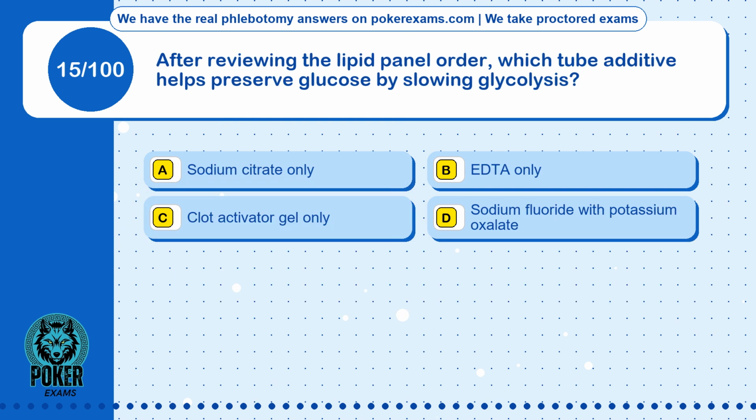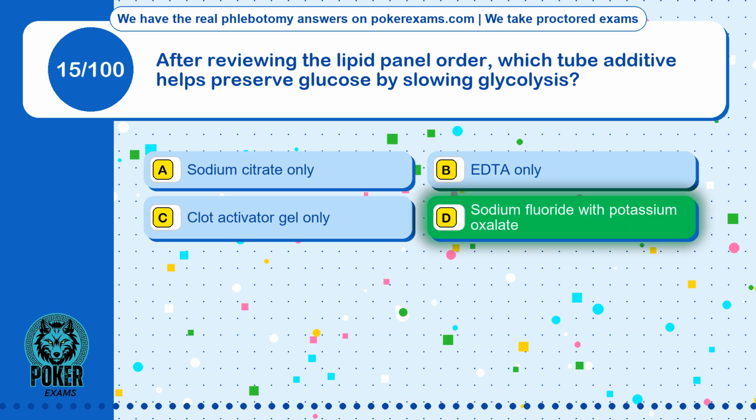Question 15. After reviewing the lipid panel order, which tube additive helps preserve glucose by slowing glycolysis? Option A, sodium citrate only. Option B, EDTA only. Option C, clot activator gel only. Option D, sodium fluoride with potassium oxalate.